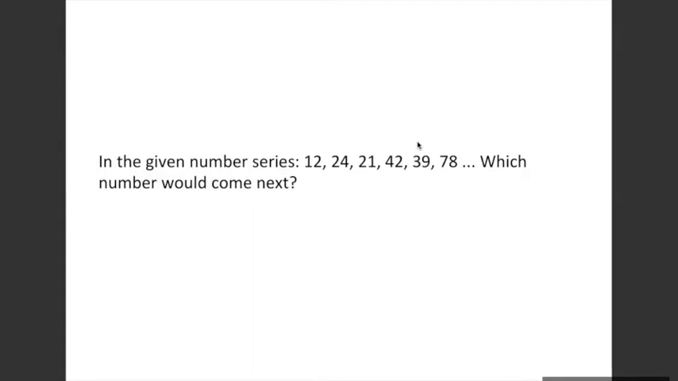Ma'am, 66. Okay, how 66? 75. Every alternate number has a difference of 9, and the difference increases by 9 as we go on. Okay, so 24 minus 12. No, every alternate number. So 21 minus 12. Okay, 9. 24 minus 42.